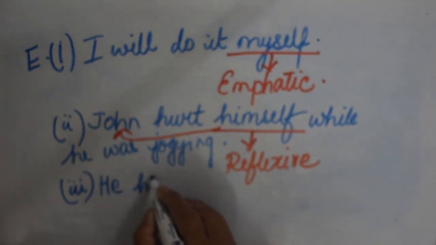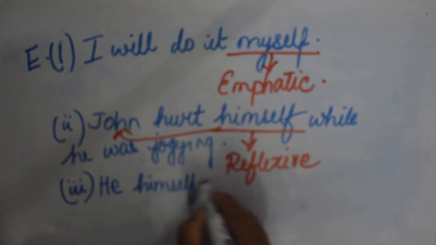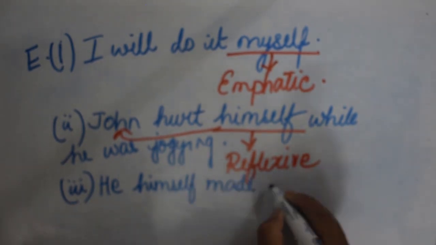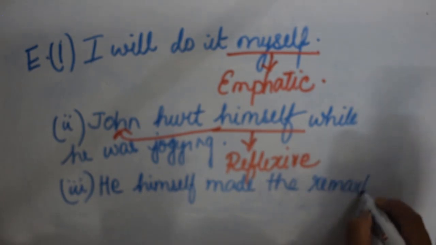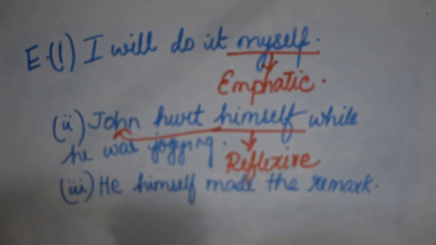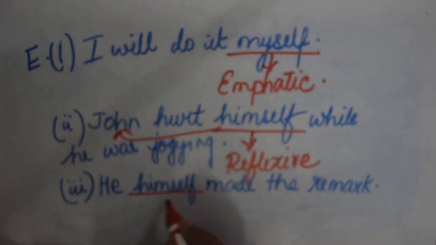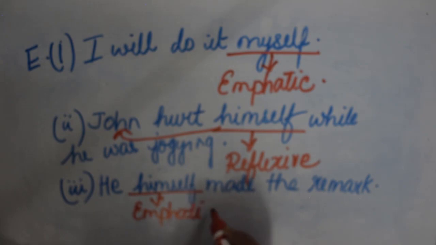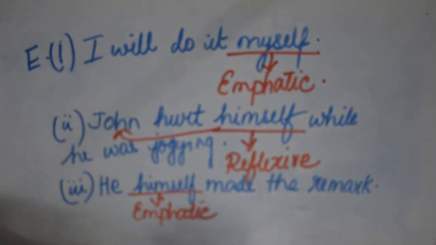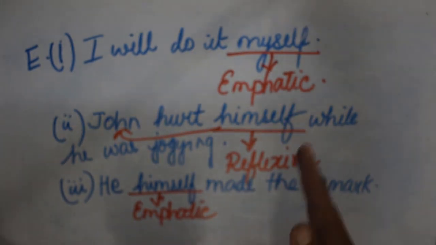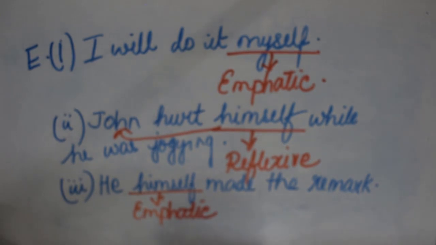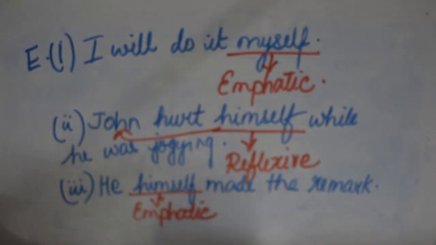He himself made the remark. Again over here, the word himself will be an emphatic pronoun. For the explanation, please go over to the videos where I had explained the rules, and over here also I mentioned the rule in the first two sentences. So over here, emphatic pronoun himself.